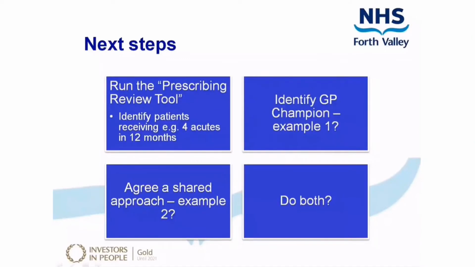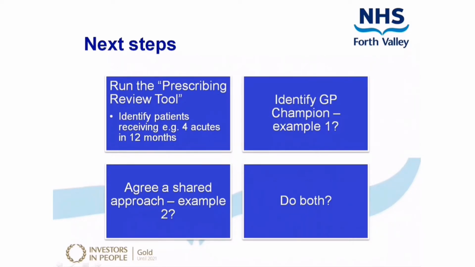Looking at where we go next and where you can go back in your practices, we have a prescribing review tool which allows us to see how many patients are getting the same acute in a 12-month period, for example. So you can put in 4 acutes in that 12-month period, 6 acutes in that 12-month period, and that will give you a list of patients who are reordering that same acute. And there's different ways of doing that.